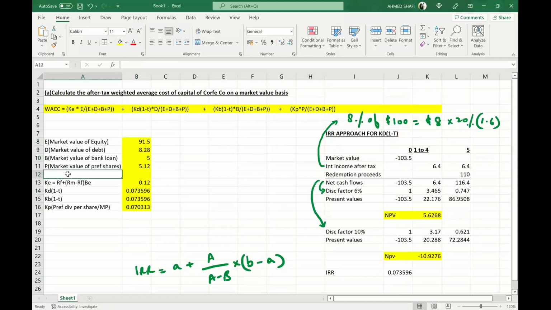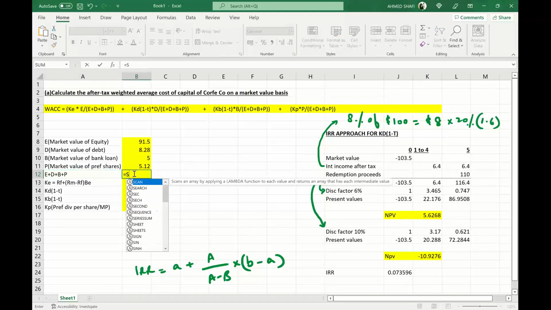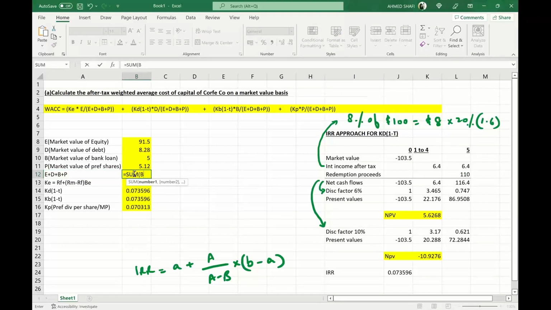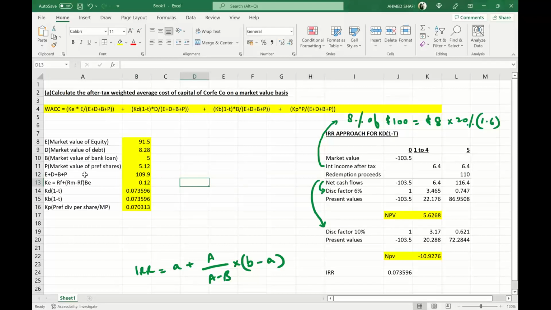For WACC, it's better you create this E plus D plus B plus P, because you will be needing that. So E plus D plus B plus P is the sum of all these E, D, B, and P. Now let's just check my working. I am putting everything in the Excel formula and finding WACC.